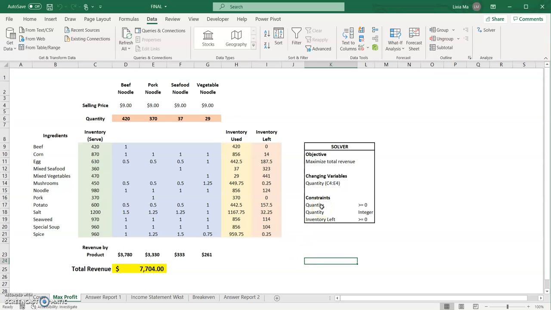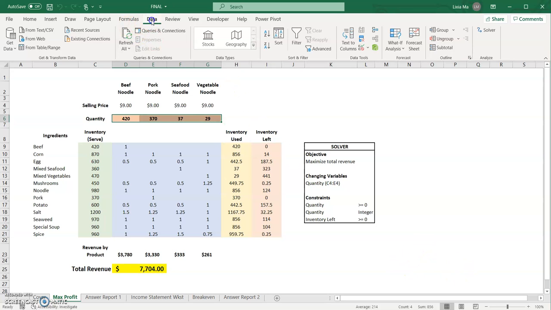We'll do that by creating a Solver equation that sets the objective to maximize the total revenue, which is this cell, by changing the quantity numbers over here, and also including some constraints. The number one constraint is to have the inventory left be greater than or equal to 0, so we don't want any negative numbers. And number two, set the quantity as an integer, not a number with decimal points.